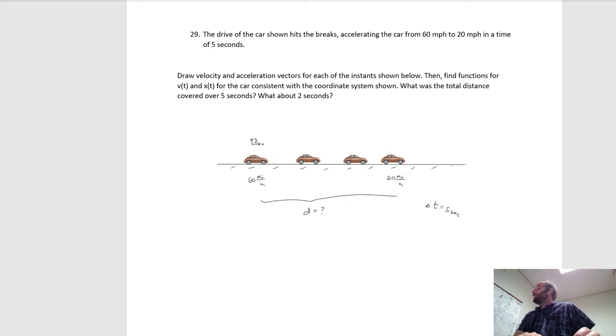I'm making this video to help you out with number 29 in your homework. So basically when you read it, we've got this car traveling at 60 miles per hour and the driver hits the brakes. Now you can see from these snapshots here, the delta x's, this distance. See how the delta x's are getting smaller, meaning the velocity is decreasing.